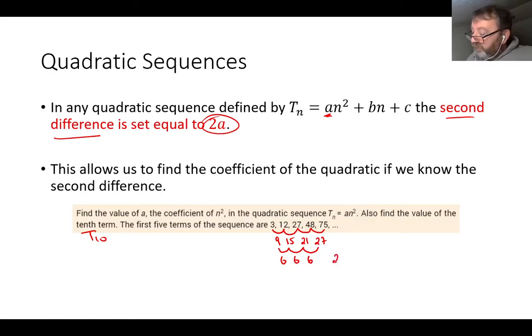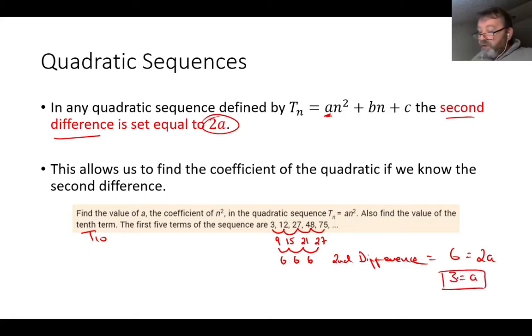That means the second difference is 6. Now, the second difference is also twice the leading coefficient. So if 6 is equal to twice the leading coefficient, then 3 must be the leading coefficient. And where do I put that? Back into the formula where a is. So t of n now becomes 3 times n squared.